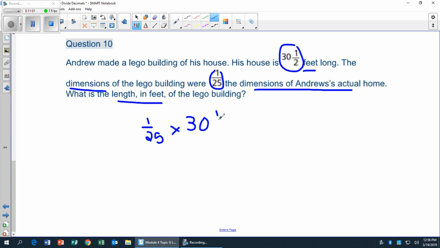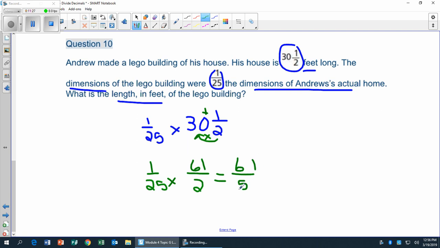The biggest thing here is when I have a mixed number, I have to make it improper. So I'm going to rewrite the 30 1/2. I'm going to multiply, and I remember 2 times 30 is 60. And then 60 plus the 1 is 61. So that gives me my 61, and I keep the denominator the same. And I have 61/50ths, which I cannot leave as 61/50ths. So I have to divide it back, 61 divided by 50. And when I divide it back, it goes in once, and 11/50ths is left over. And my answer is in feet.